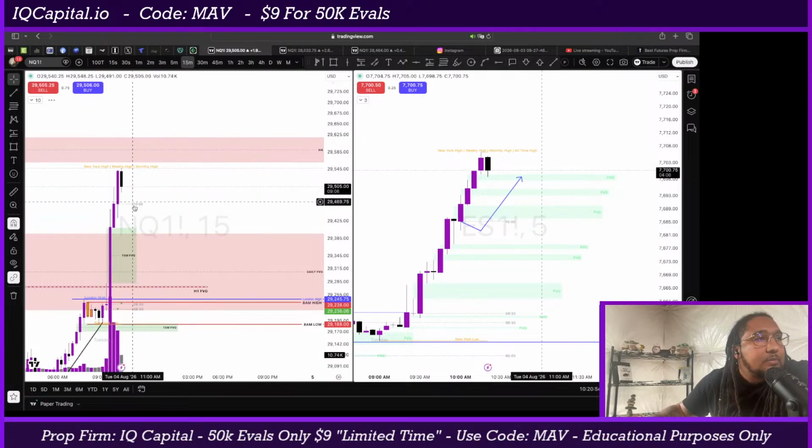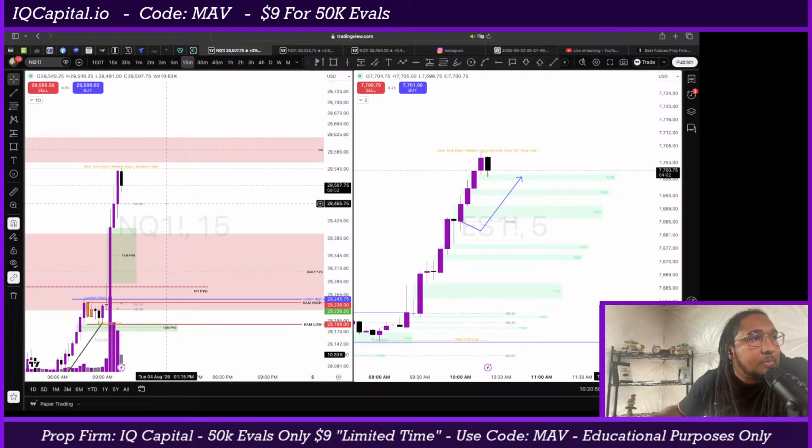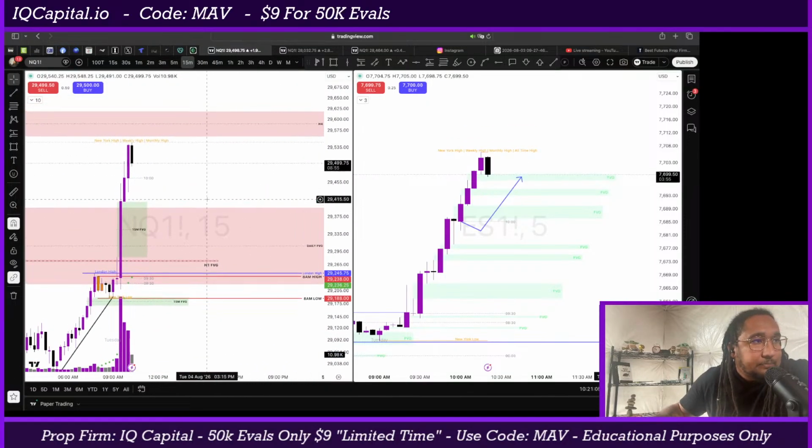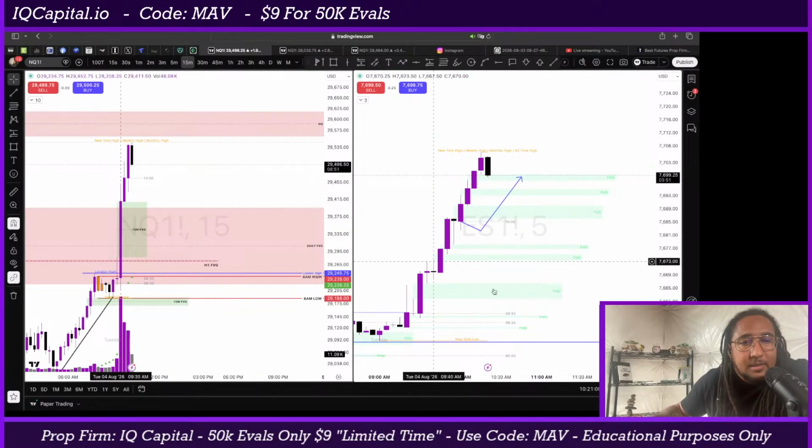So looking at this pullback, maybe even to either this 10 a.m. open or down into this area where we didn't get a wick on this 15-minute candle, which is that 410 area.